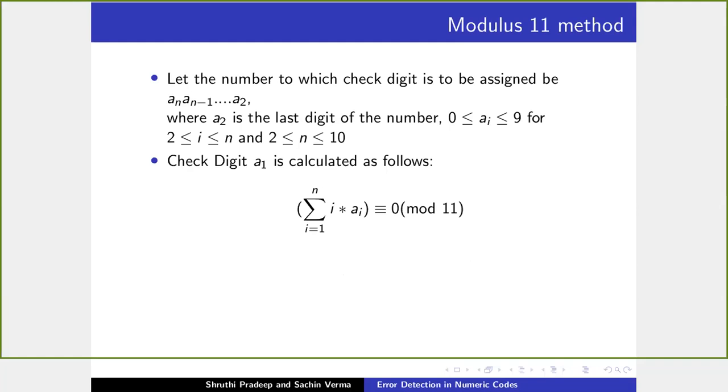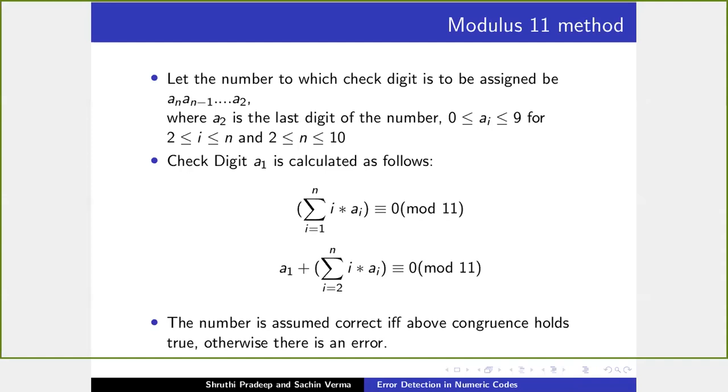Well, it is also applied to codes of length more than 10, but it just detects more errors when the length is 10. So let the check digit be a1. The method here is, instead of multiplying just 3 to the even places, we multiply the position number to that digit. So a2 gets multiplied by 2, a3 will get multiplied by 3, and so on. And you take the remainder when you divide by 11.